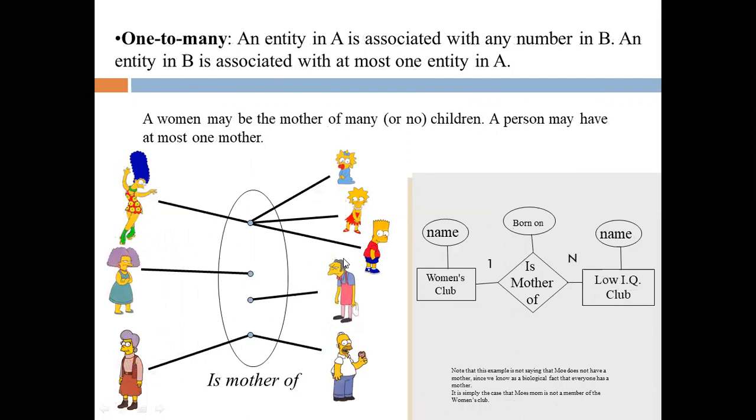One to many. Here is the example for one to many. We have taken two entities, one is women's club and the other is low IQ club. The relation between these two is mother of. A woman may be the mother of many children or none. A person may have at most one mother. So here this person doesn't have a mother, and this lady doesn't have children. At maximum, a person can have one mother. This is a 1:n relation.